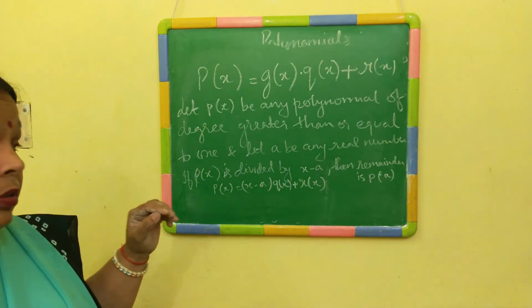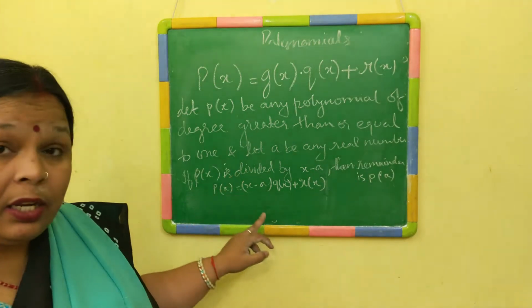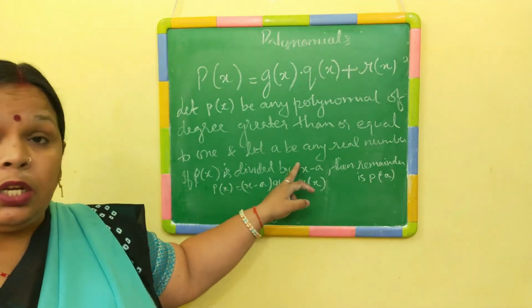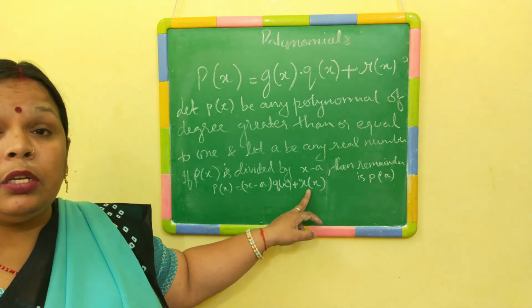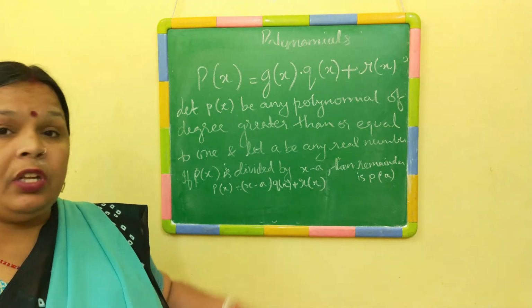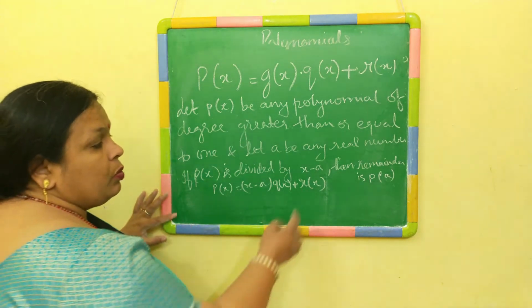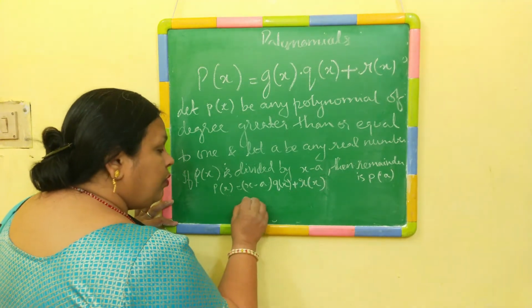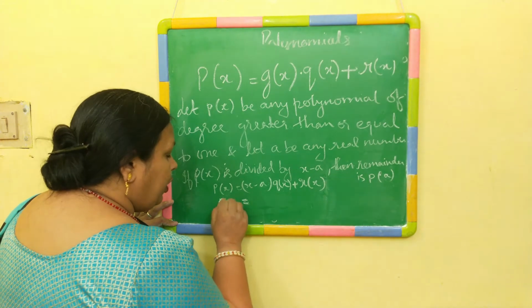Now if x minus a is exactly dividing and the remainder becomes 0, as you can see the degree of the divisor is 1 and here the degree of the remainder must be less than that. So if the degree becomes 0, this has to be a constant. Why? Because a minus a is 0. So we will be substituting the value of p(a).